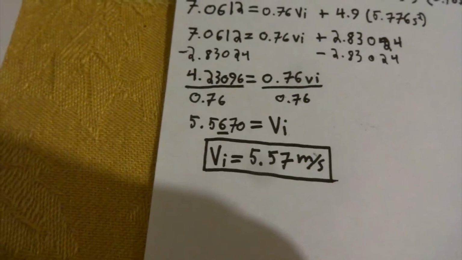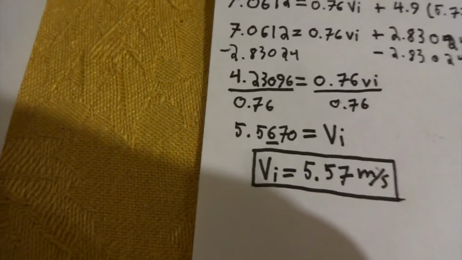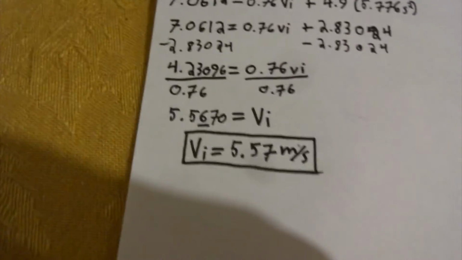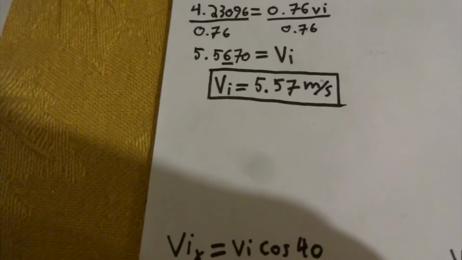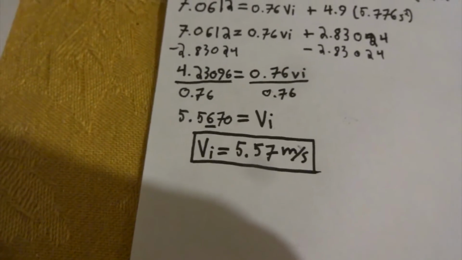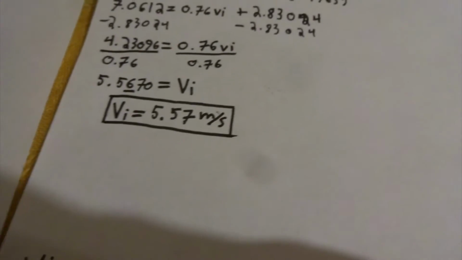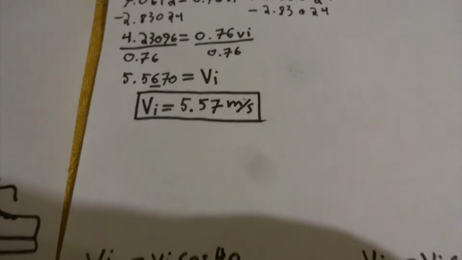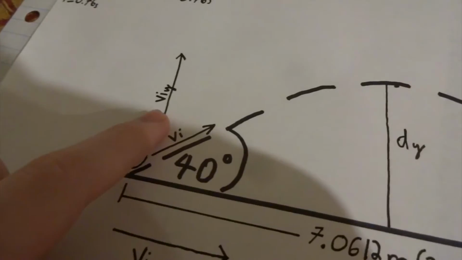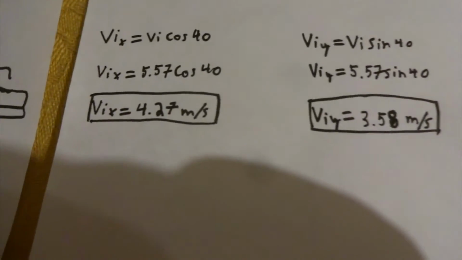which equals 0.76 vi, which equals 4.23096. And then I divided both of those by 0.76, and that is how I got the initial velocity, which was 5.57 meters per second. Now that we have the initial velocity in the diagonal direction, we can go on to finding the initial velocities in the horizontal and the vertical directions, which we do here.